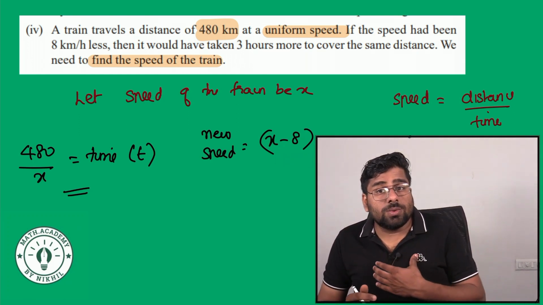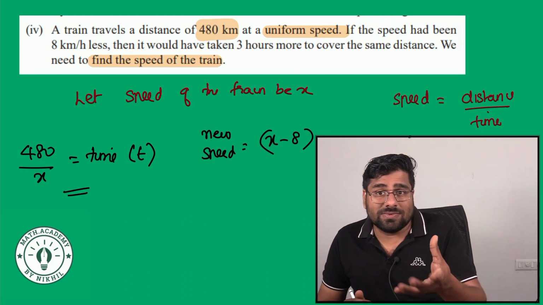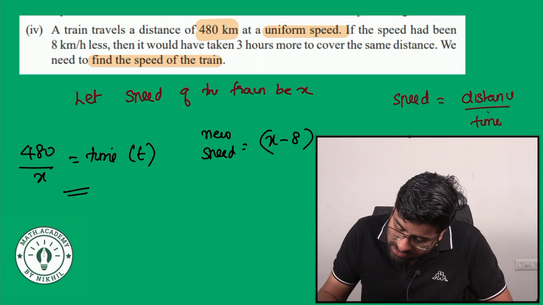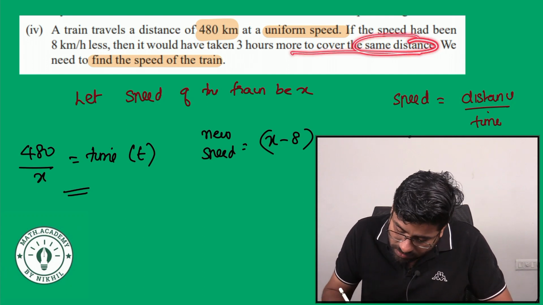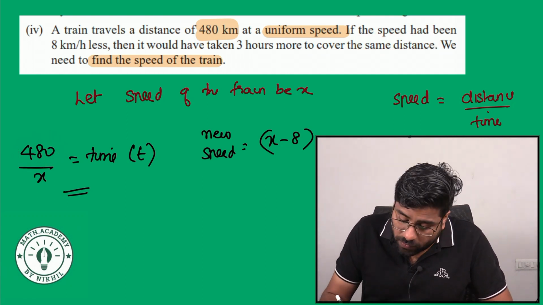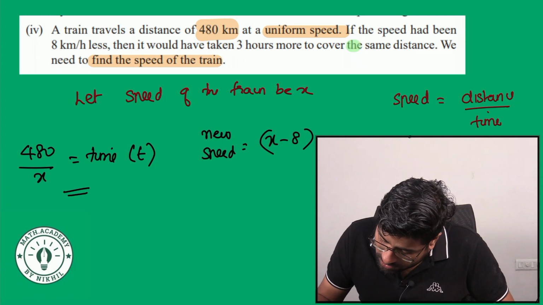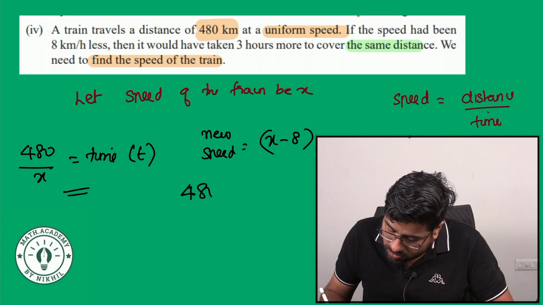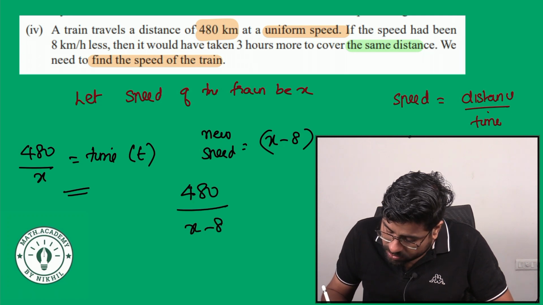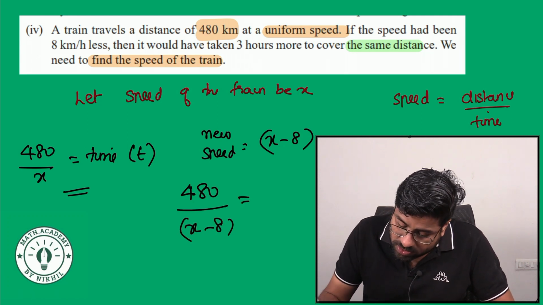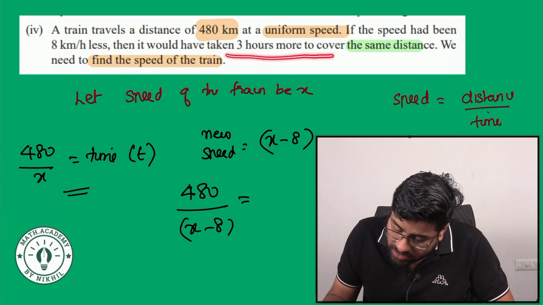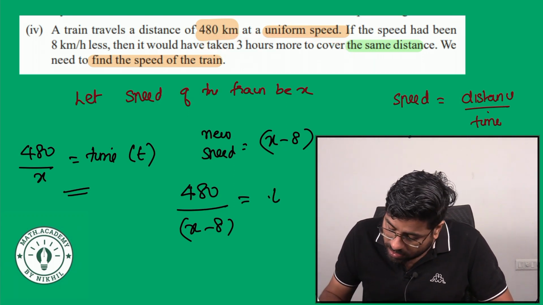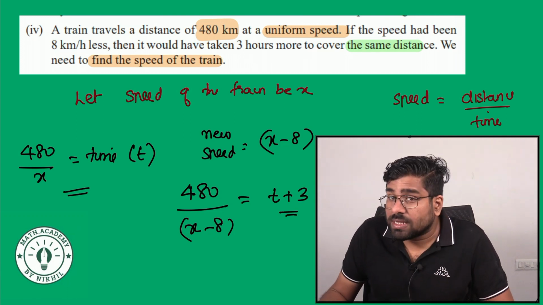Now what is the situation that will arise when I have the speed x minus 8? It has to travel the same distance, right? It has to cover the same distance. So the distance will remain 480, and the new speed is going to be x minus 8. And what is going to be my time, dear students? It takes 3 hours more. That is t plus 3.